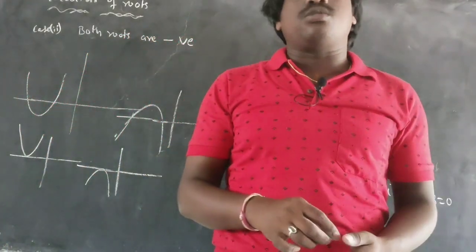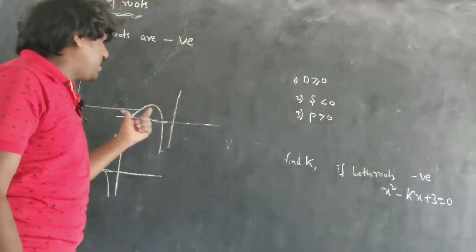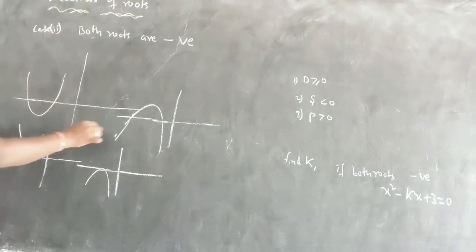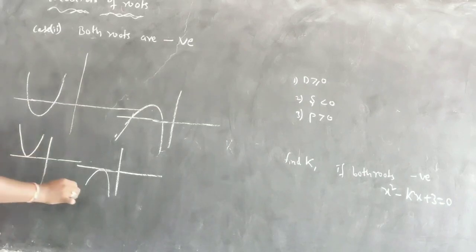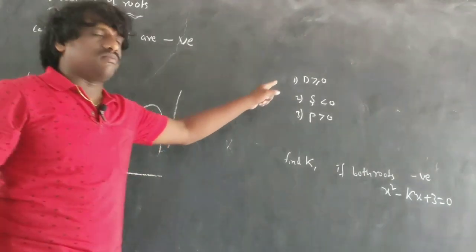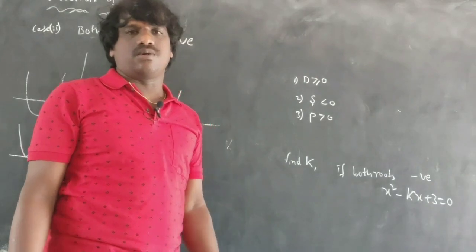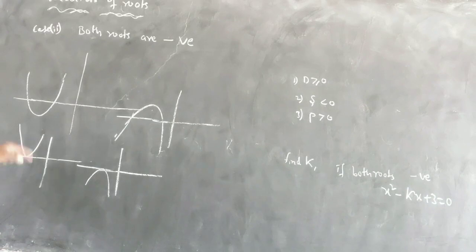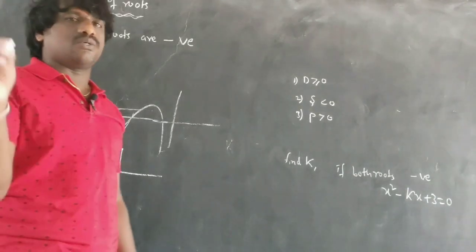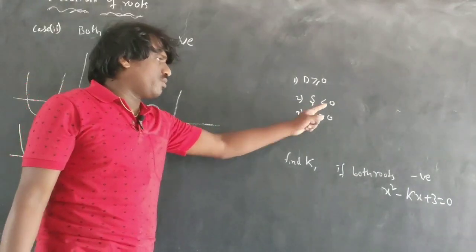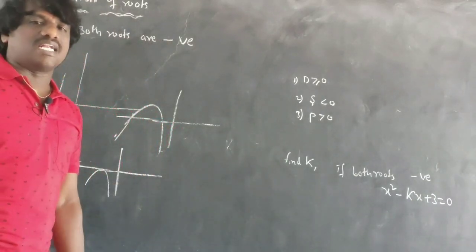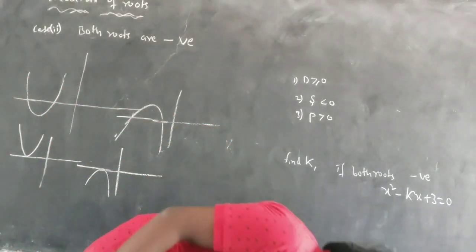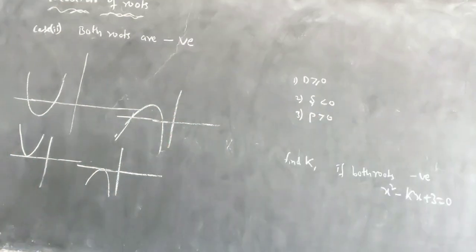For a quadratic equation whose both roots are negative, the conditions are these. Case 1: the discriminant must be greater than or equal to 0. What is the sum of the roots? Alpha is negative, beta is negative, so the sum of the roots is negative. And negative into negative is positive, so the product of the roots is greater than 0. Simple concept here. Hope you understand case number 2.